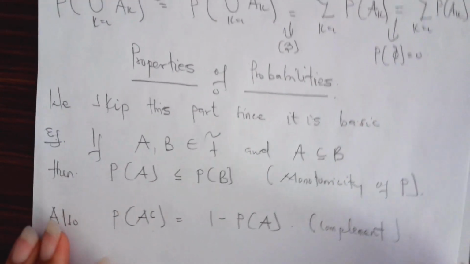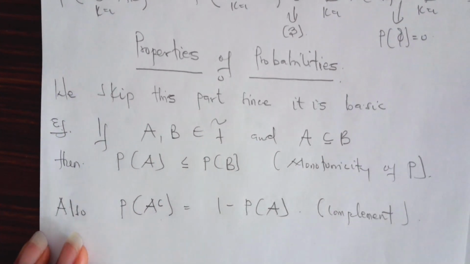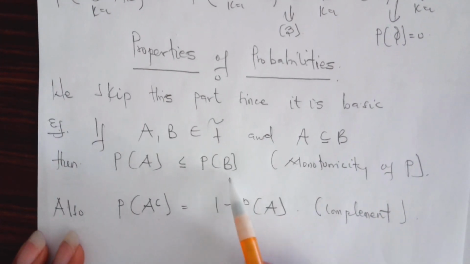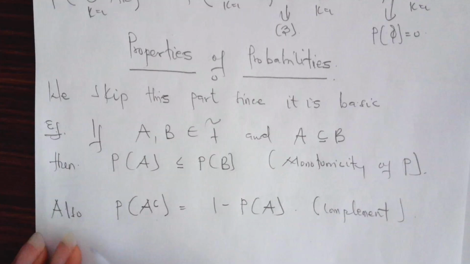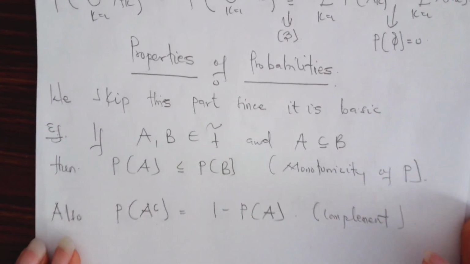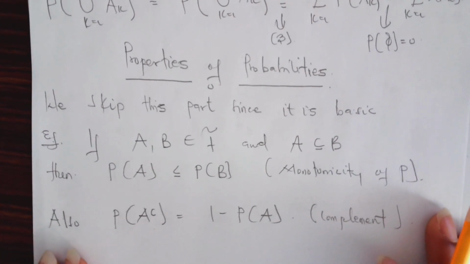So we have some properties of probabilities. We skip this part since it is basic. For example, if A, B belong to F, and A is a subset of B, then the probability of A is less than or equal to the probability of B. This is called the monotonicity property of P. We can show this. Also, the probability of A complement is equal to 1 minus the probability of A. This is the complement property of P. For this one too, we can show that as well. All right, so we skip this part and move on.